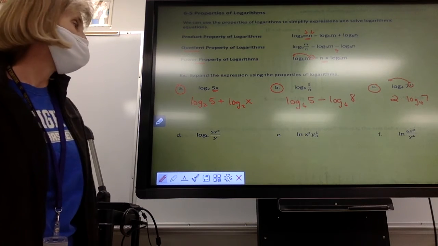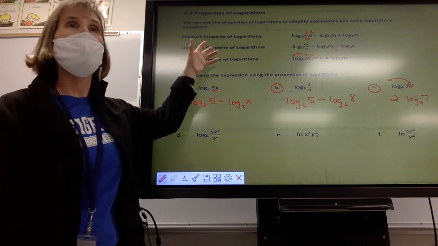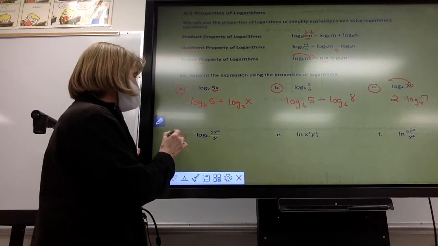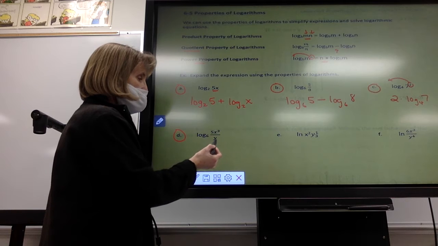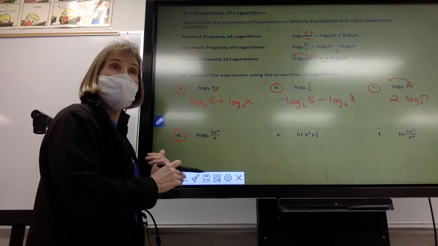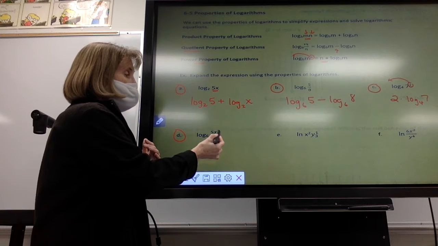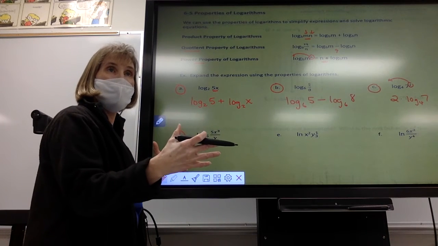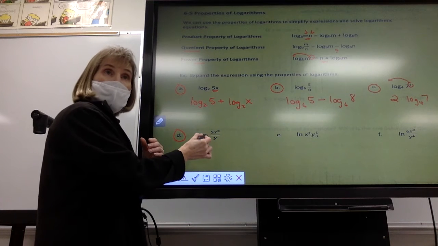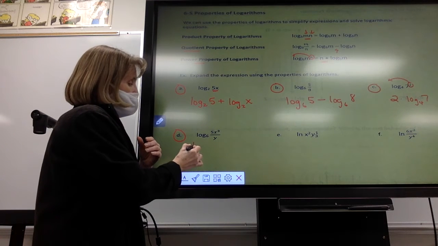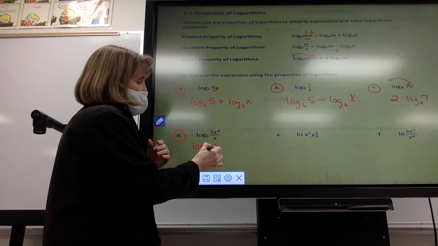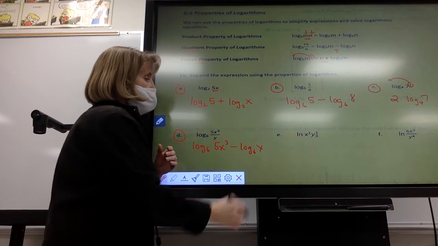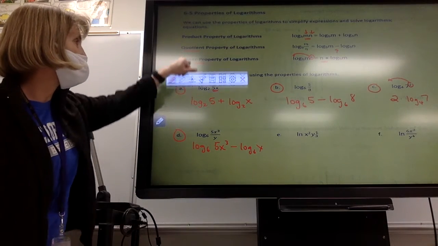Now what makes it hard is that they're going to put all of those rules together into a single term. If you look at D, it says log base 6 of 5x to the third divided by y. So we've got a product in the numerator, we've got an exponent in the numerator, and we've got division too. We want to pull this apart systematically. I'm going to take it out of the fraction form first. So I'm going to say log base 6 of 5x to the third minus log base 6 of y. I'm going to undo the fraction first.